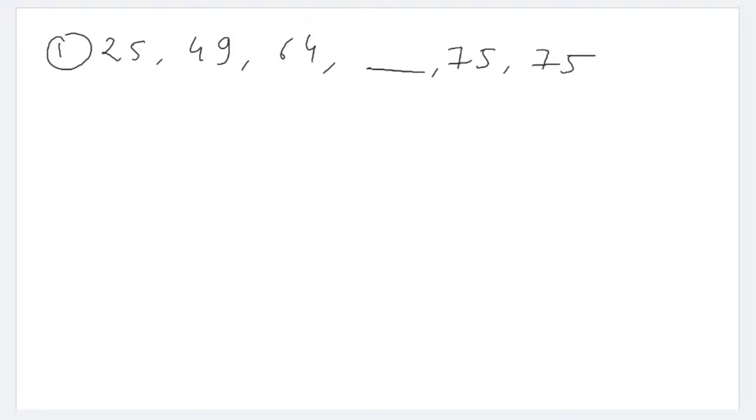If you look at the numbers carefully, at the first instance, you will say that 25 is 5 square, 49 is 7 square, and 64 is 8 square. But what about 75 and 75? They are not perfect squares. So the concept of perfect square will not work here. So what will work? How to find the answer? Now, first we will find the difference between these numbers.